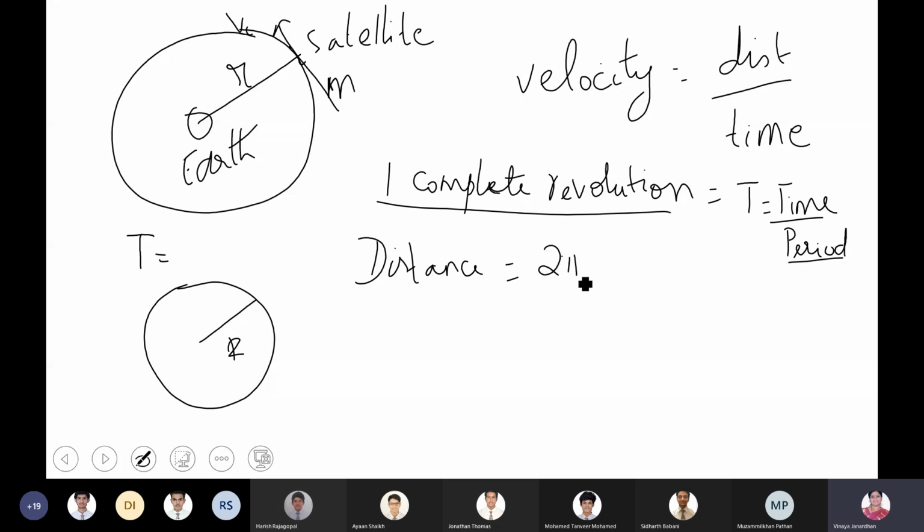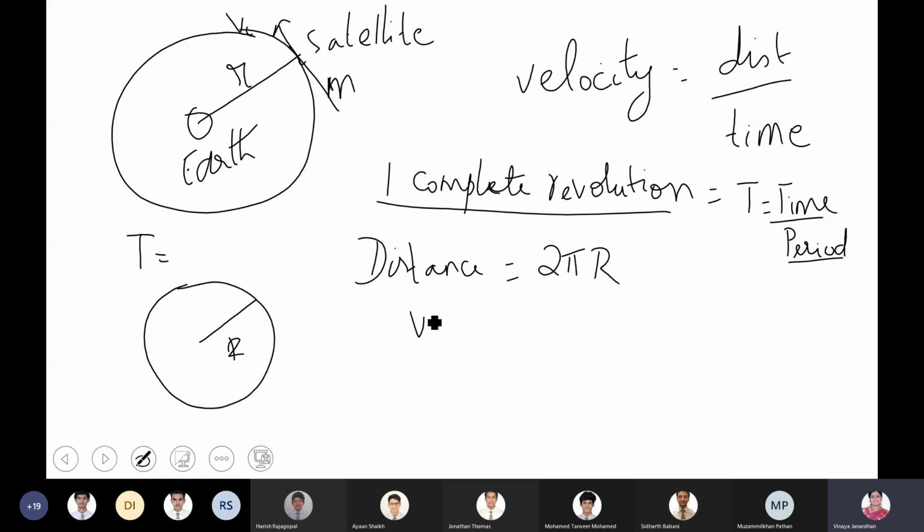See, this is all approximation. None of the orbits is circular; all the orbits are elliptical. When you are learning as beginners, we always go for a circular orbit, and then we'll move on to the elliptical one. So we go for a circular orbit, so 2 pi r.